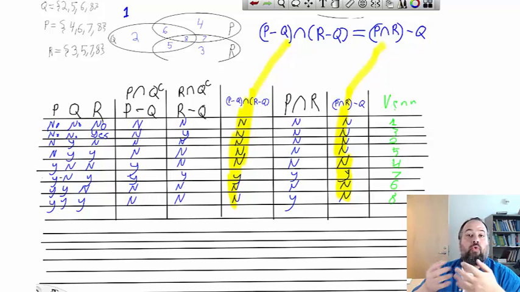So that's another tool in our arsenal, one that we've already had, that we've used before, but I'm just showing you that it still works with sets.